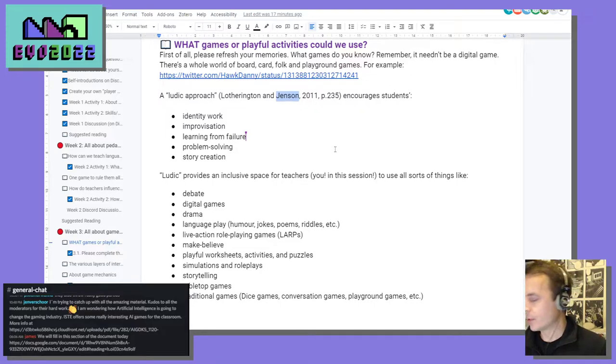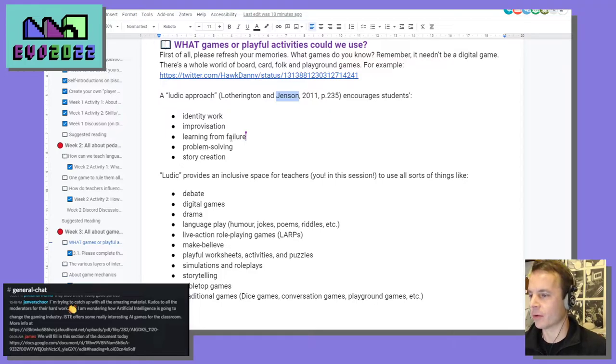And they talk about encouraging students to do things like identity work, like taking on new identities or considering their own identity as a form of play, improvisation and drama, learning from failure. So allow students to fail and learn from that. And again, that's very playful.